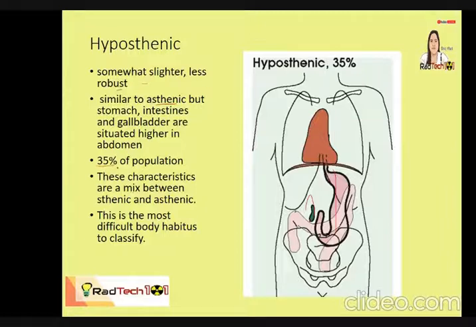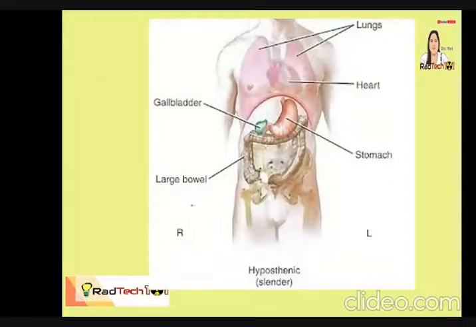35% of population are hyposthenic. So, these are mixed between sthenic and asthenic. This is the most difficult body habitus to classify. Kasi parang pwede mong sabihin na asthenic siya or parang normal naman. So, it will depend sa nag-i-evaluate. So, ito siya. So, parang normal na parang hindi. Yun nga, difficult to evaluate. So, slender. Kasi yung asthenic, yun yung pinakapayat.